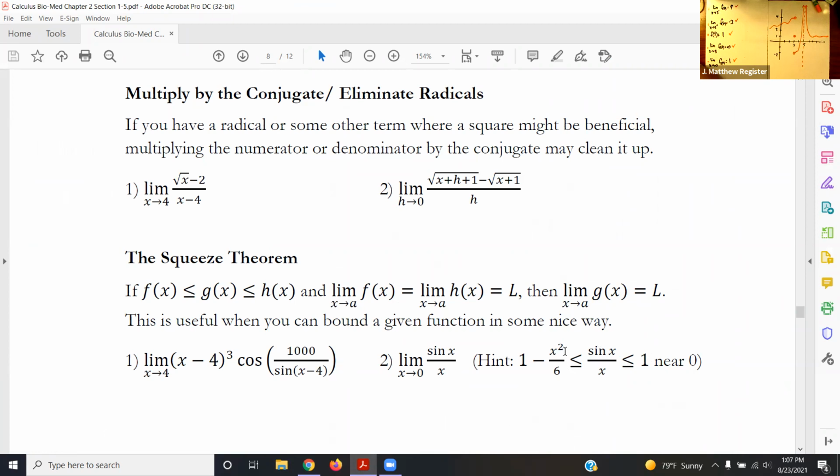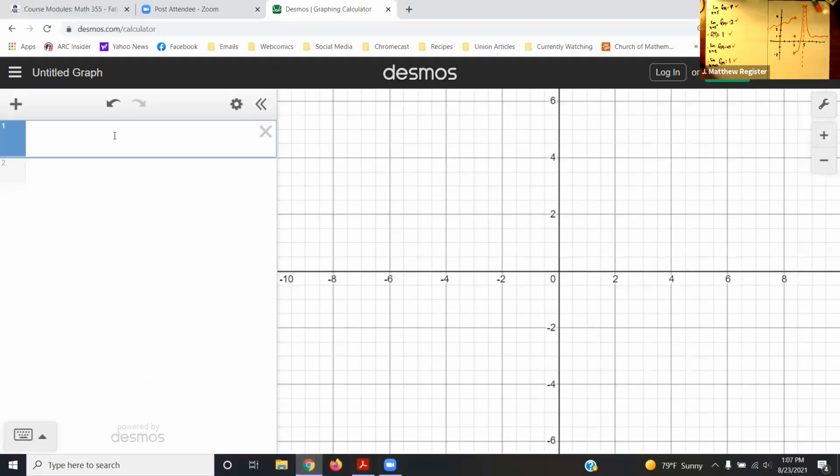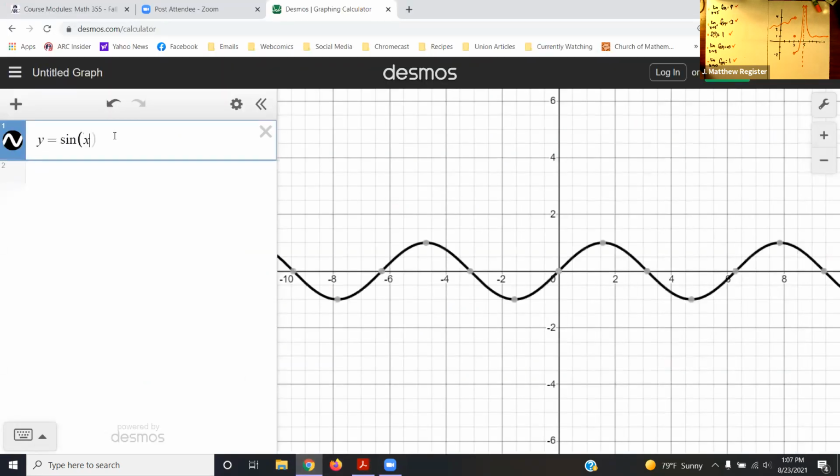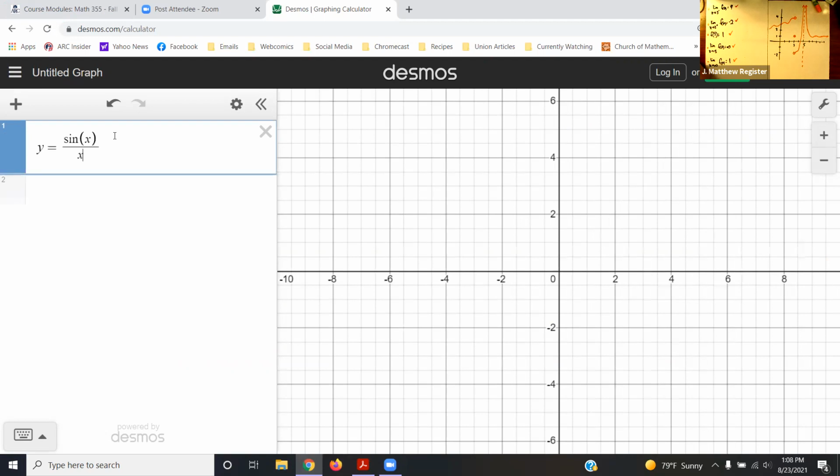Getting this 1 minus x squared over 6 is a little bit complicated. It comes from something called the Taylor polynomial, which we are not doing anytime soon. But this one is one which we can play with quite a bit. And so let's just look at what the graph y equals sine of x over x looks like.